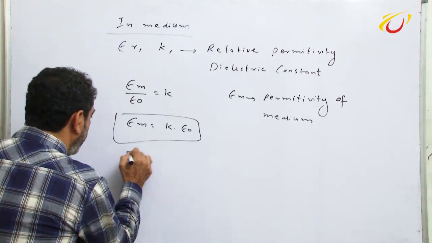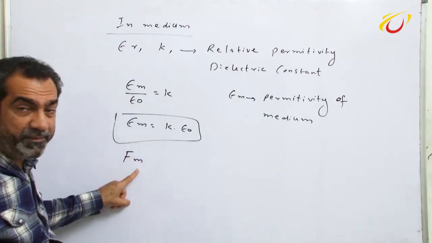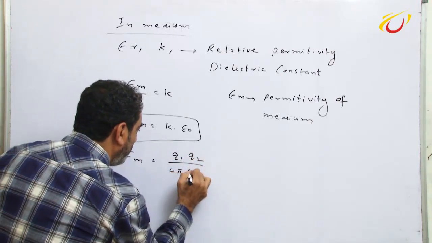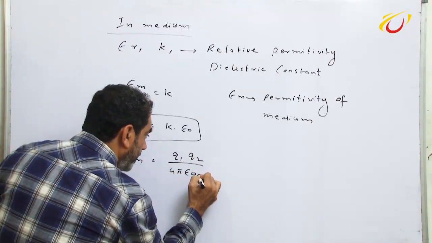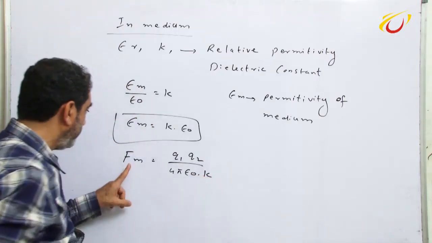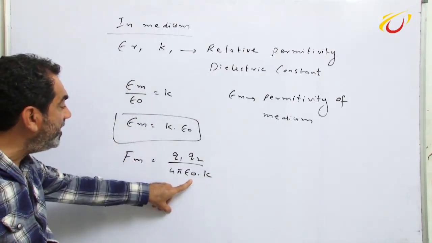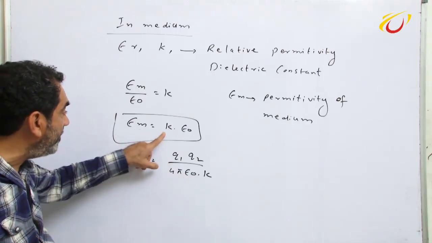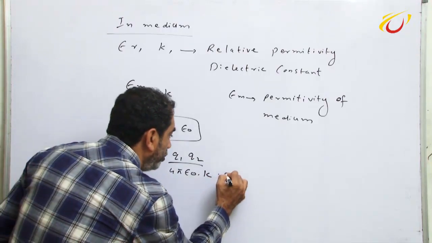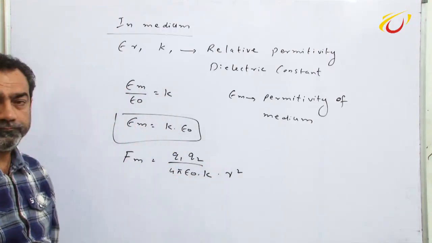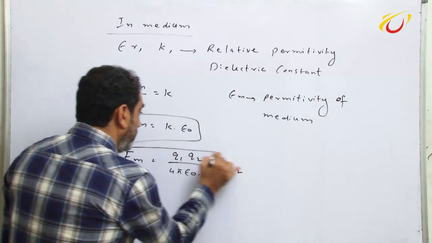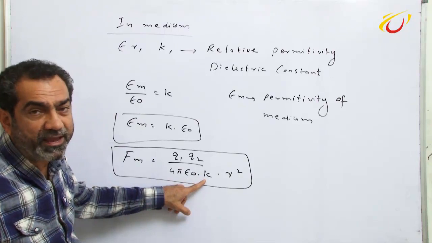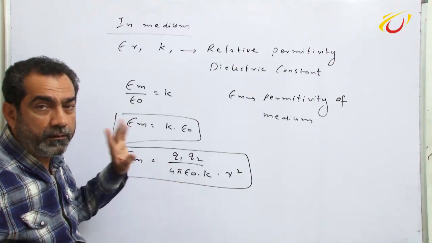Now we will say force in medium. M means medium. You will say, sir, q1 q2 over 4 pi epsilon into k, because here we will put the medium's permittivity. I repeat, we will put the medium permittivity, and it is nothing but k into epsilon, into r square. This is for medium. What will change? With epsilon you have to take k. We will give you k, don't worry.